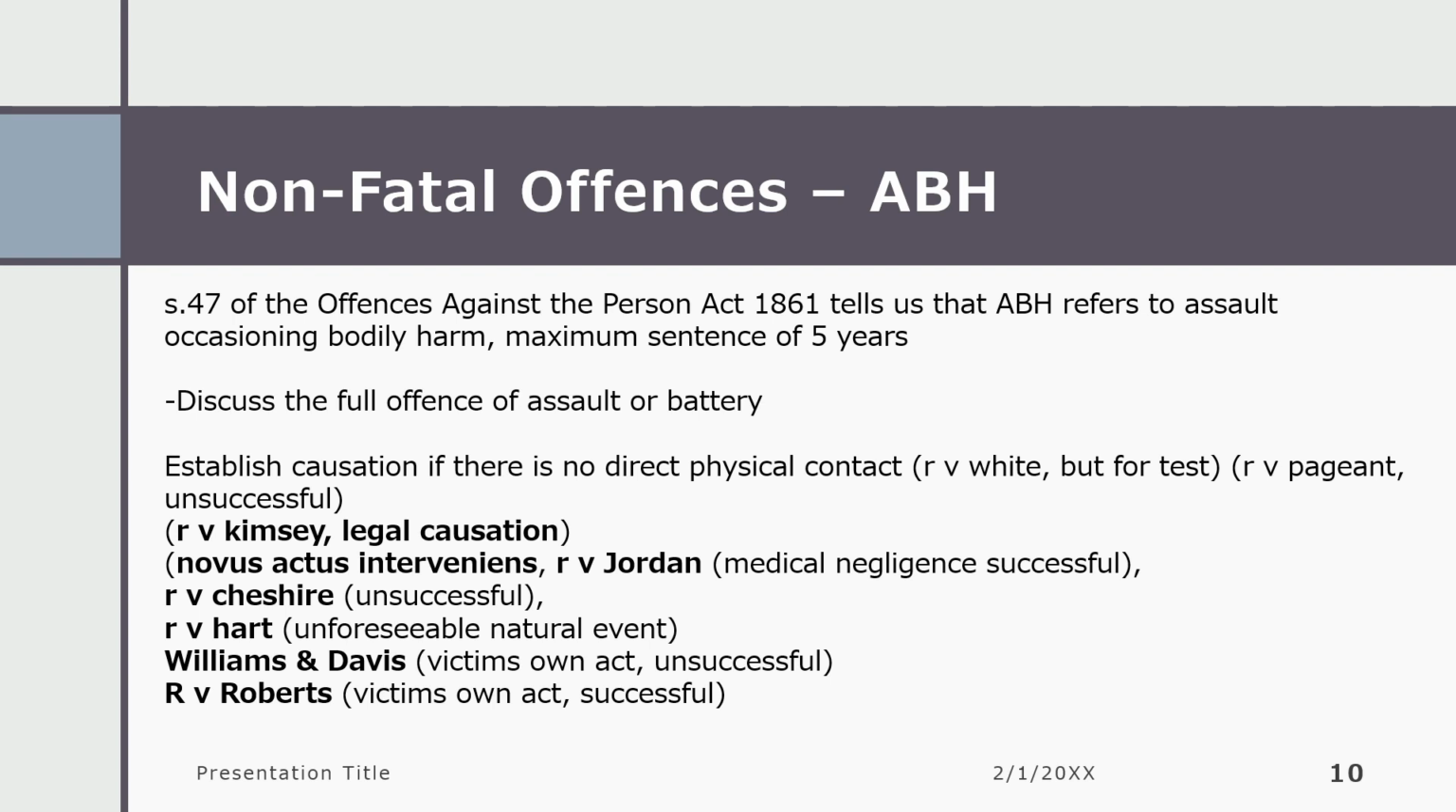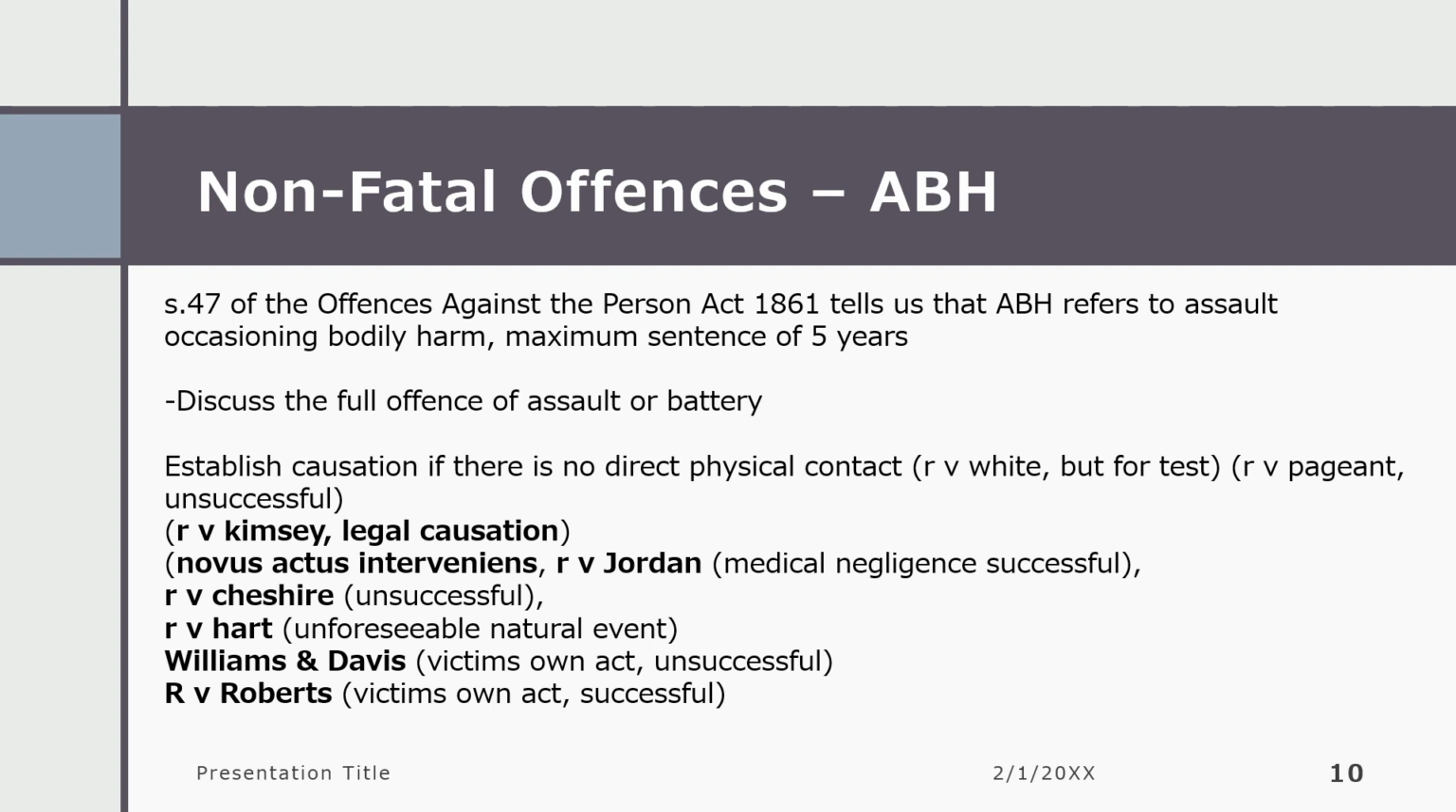This is because you have an underlying offence. So you have an underlying act when there is an ABH. So first there is an assault, or first there is a battery that results in actual bodily harm, or that occasions bodily harm. Next, you should establish causation if there is no direct physical contact.